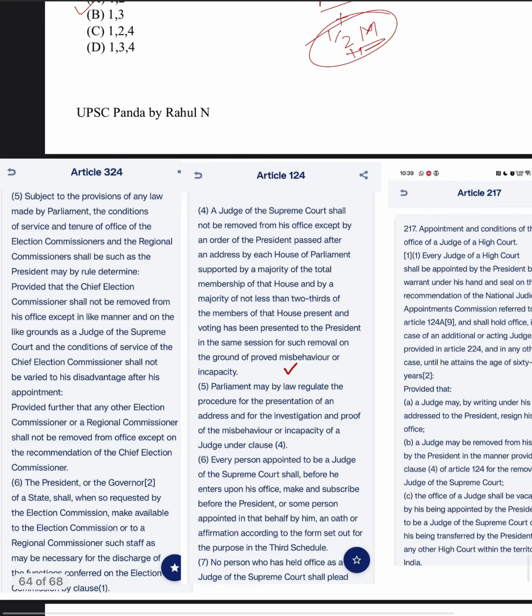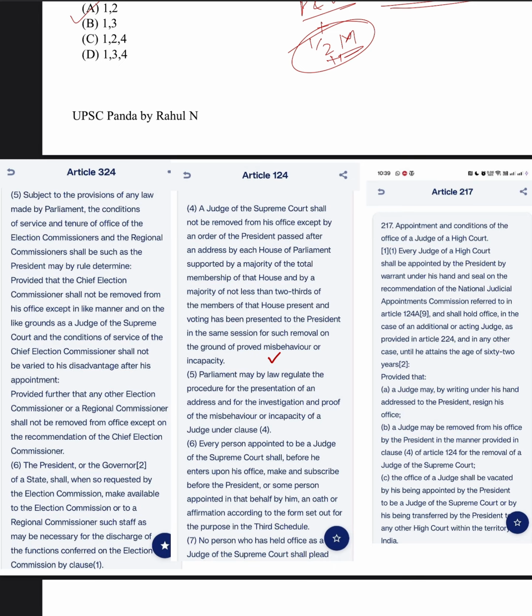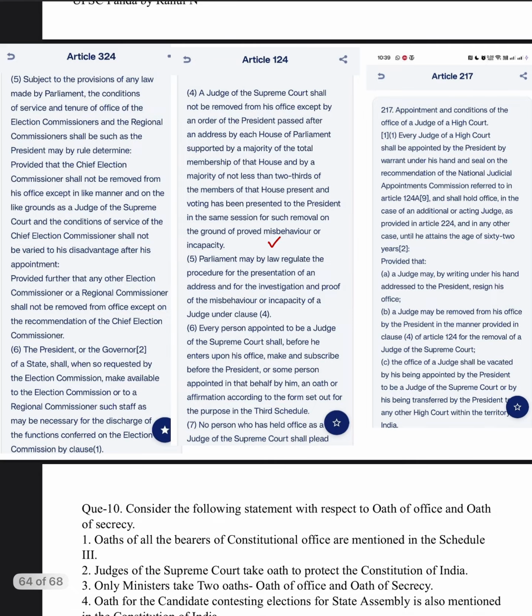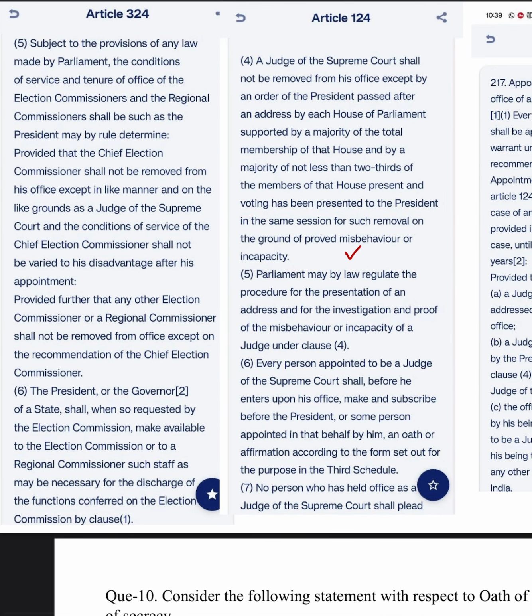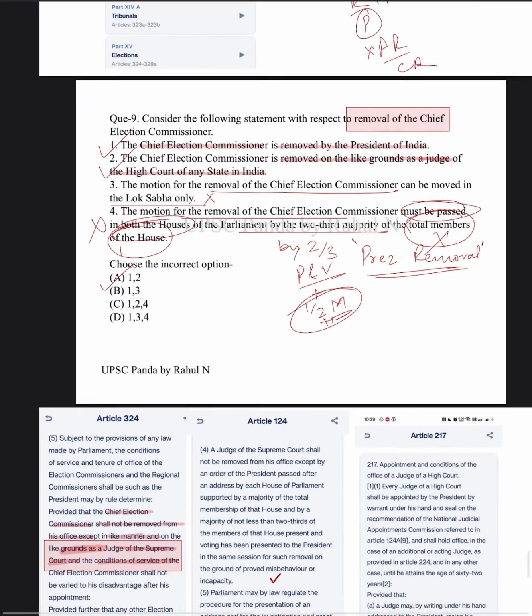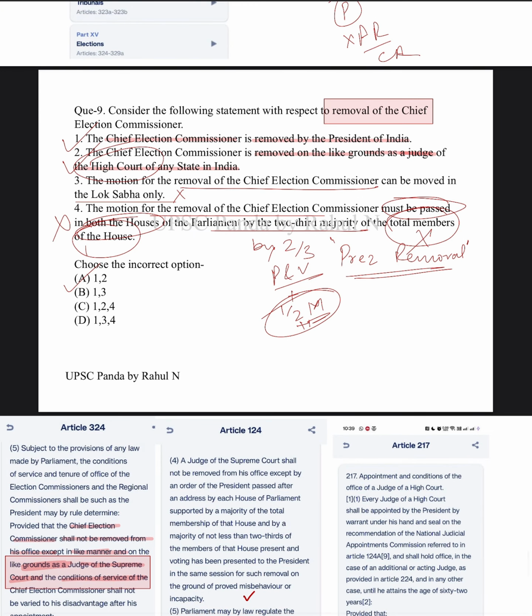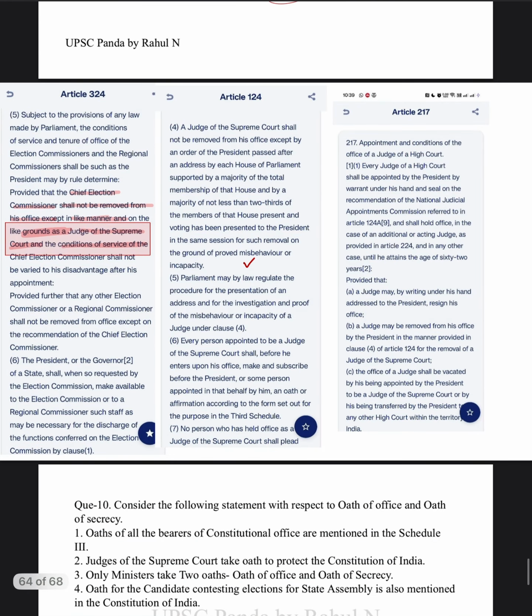Let us read the relevant provisions. See, removal किससे हो रहा है? You just see. Chief Election Commissioner shall not be removed from his office except in like manner and on the grounds mentioned. Ground as Judge of the Supreme Court. ठीक है, तो Judge of the Supreme Court की बात हो रही है. बट ऑप्शन में तो लिखा है सर हाई कोर्ट, तो गलत हो गया ये. नहीं, गलत नहीं हुआ, बिकॉज ये कह रहा है ECI विल बी रिमूव्ड बेस्ड ऑन, जैसे सुप्रीम कोर्ट का जज रिमूव होता है.